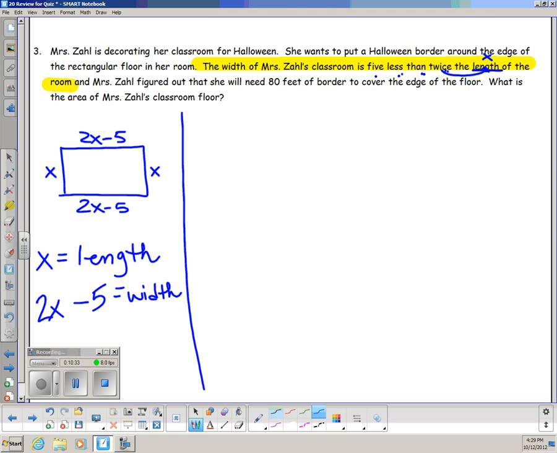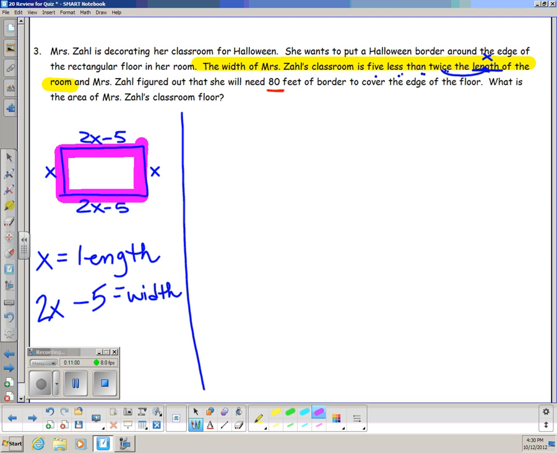Now, Mrs. Zoll figured out that she will need 80 feet of border to cover the edge of the floor. Mrs. Zoll is going to border up her entire floor. Okay? This is when I say you have to be a good security guard. This concept is called perimeter. If you walk the perimeter, you have to walk around all of the edges. Okay? You have to walk around all of the edges.